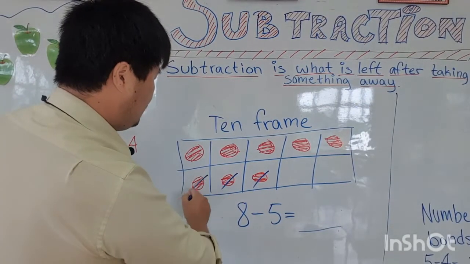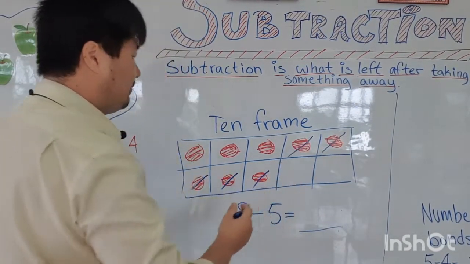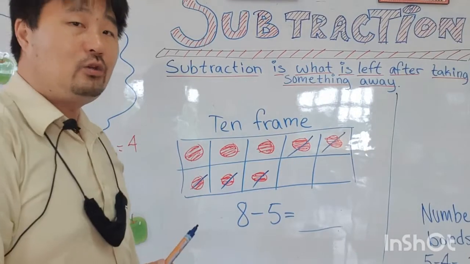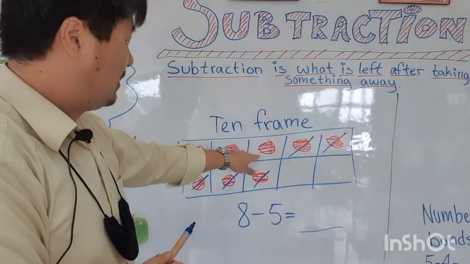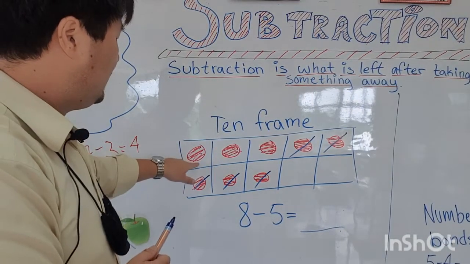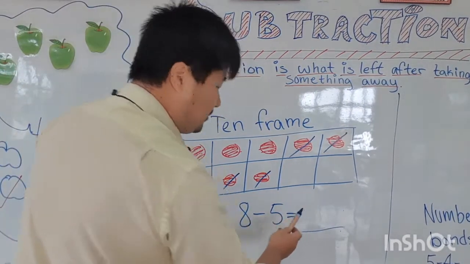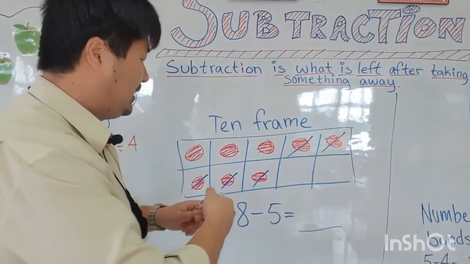1, 2, 3, 4, 5. And then you count how many you have left. How many you have not crossed out? 1, 2, 3. So the answer is 3.